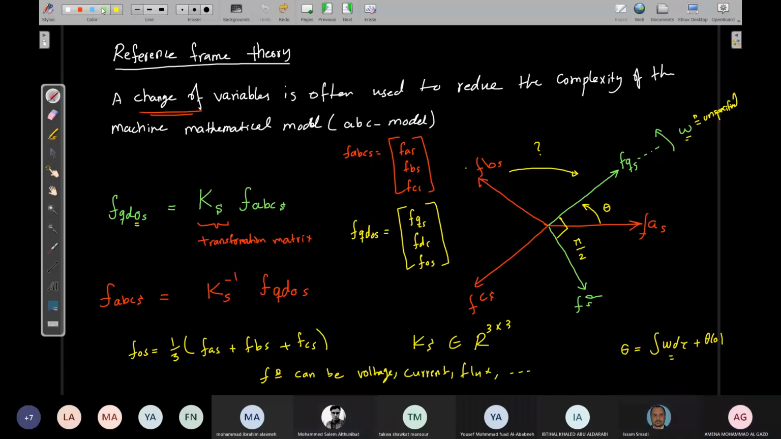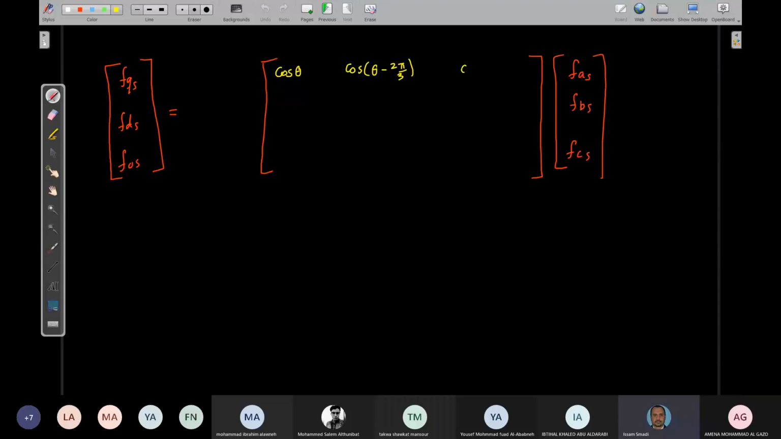Okay. So now this will be the cosine theta plus 2 pi over 3. Good. Now, what about if I need to find the projection of the three components, the A, the B, the C, in the direction of the D?